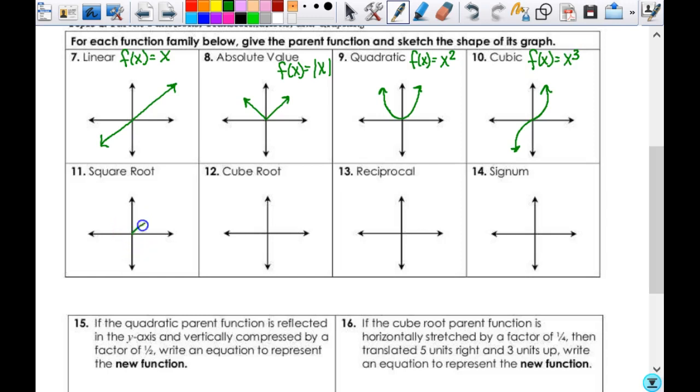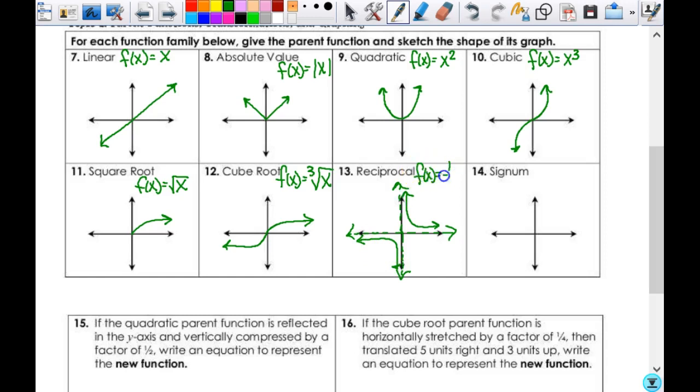Square root, looks like this. So f of x is equal to the square root of x. Cube root, we have another point of inflection, but it's laying down this time. So f of x is equal to the cube root of x. Reciprocal, so I have asymptotes here on the axes. And then it looks like this. And that is f of x equals 1 over x.